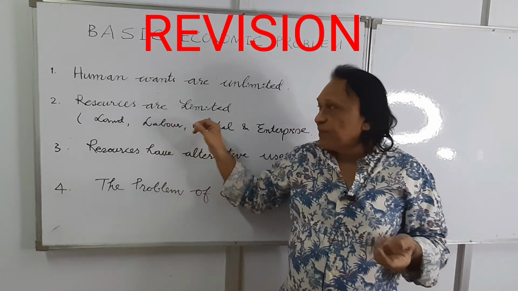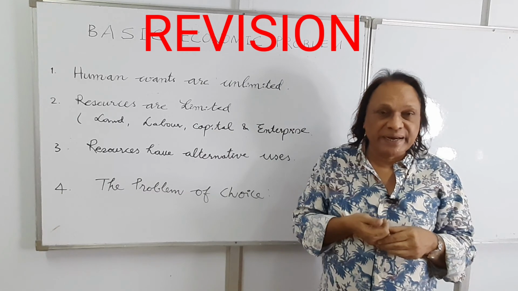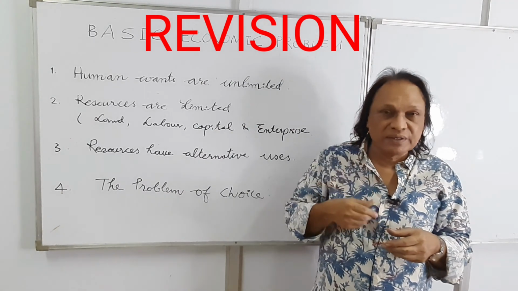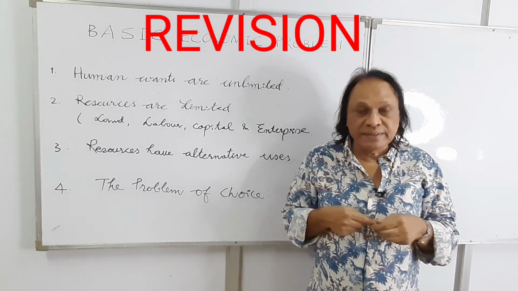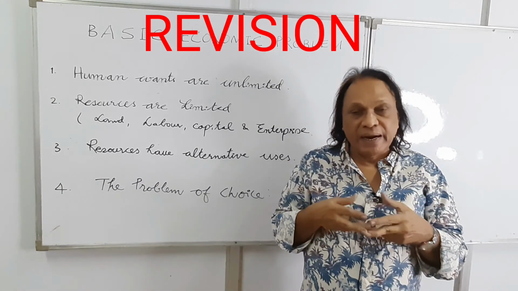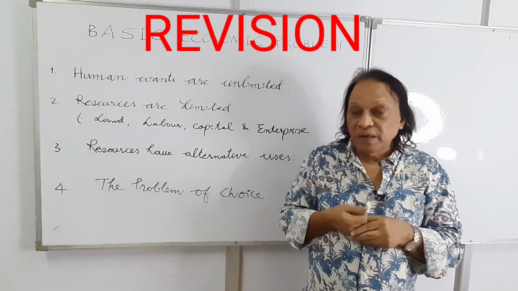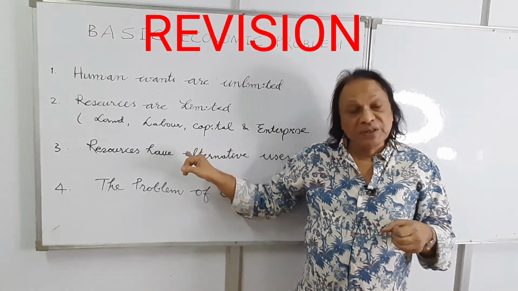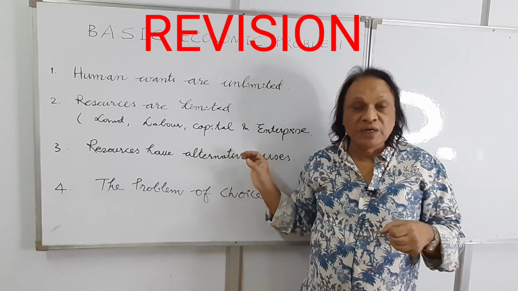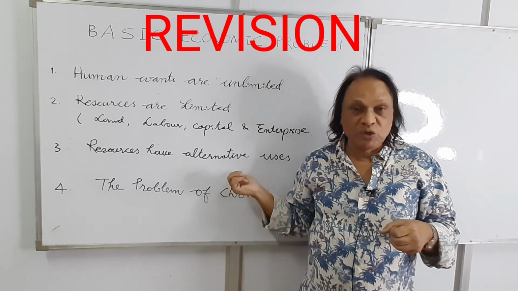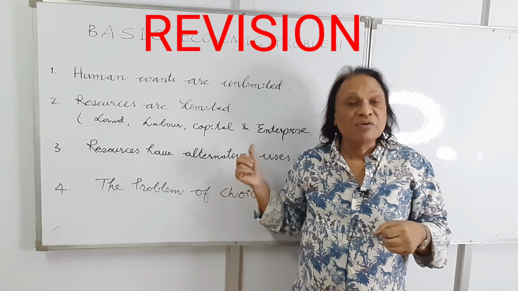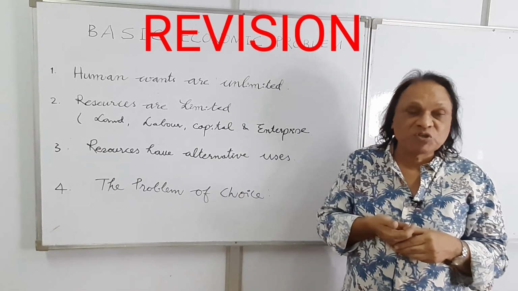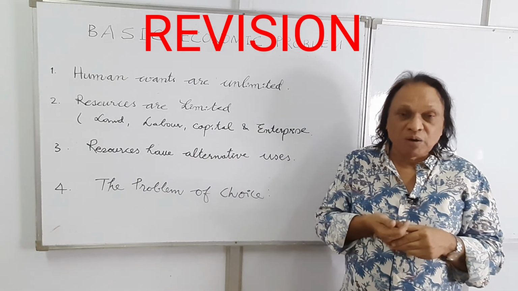The second point is that resources are limited or scarce. All the resources of the economy, we can classify into 4 categories. We call them land, labor, capital, and entrepreneurship. And the third point, these resources are not only scarce, they have alternate uses. That is, if you put a resource to one use, you can't put it to another use. That is why we have to make a choice. This problem of choice is the basic economic problem.